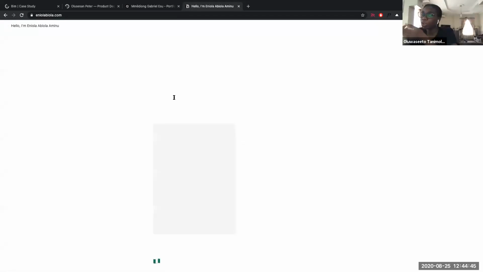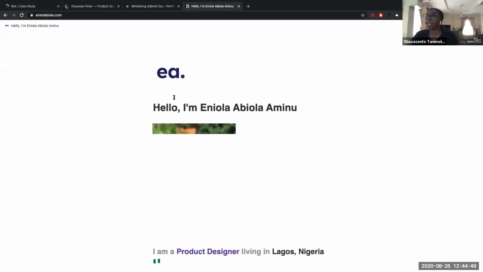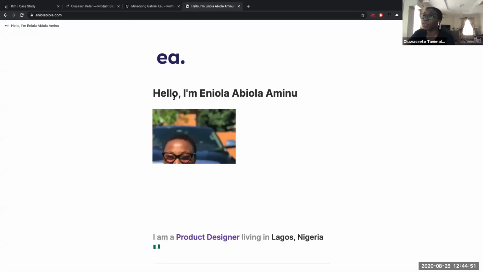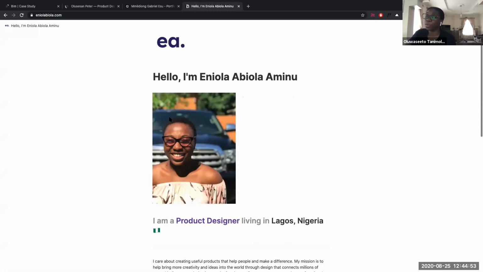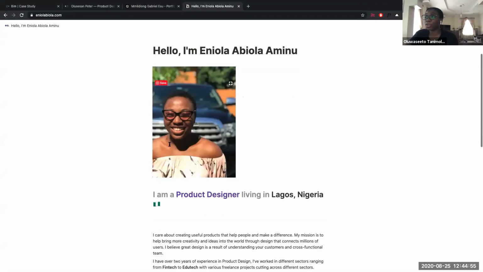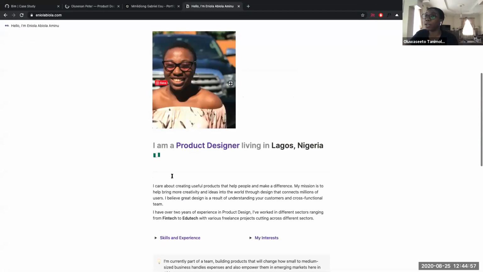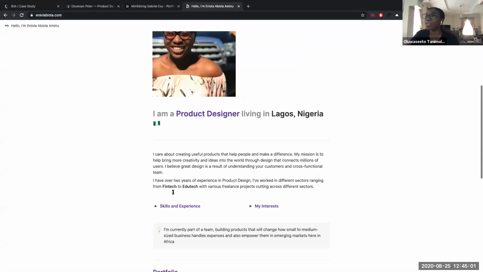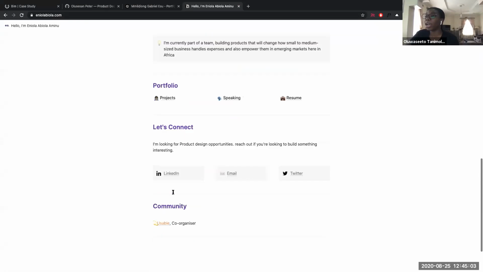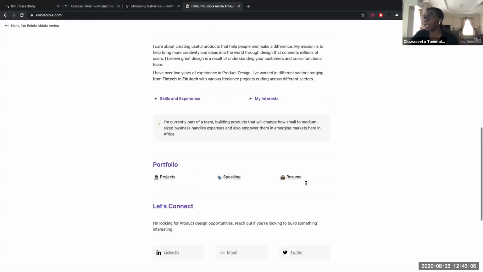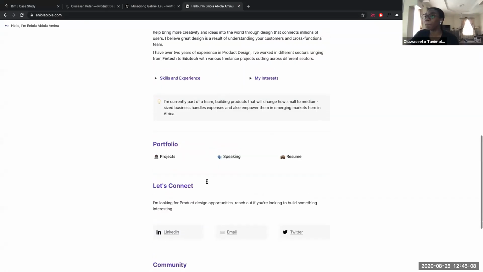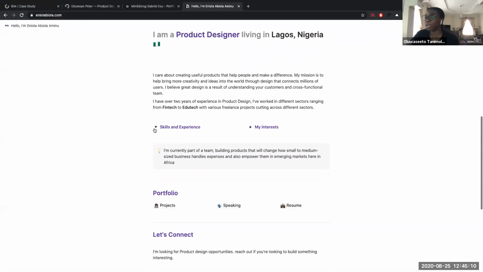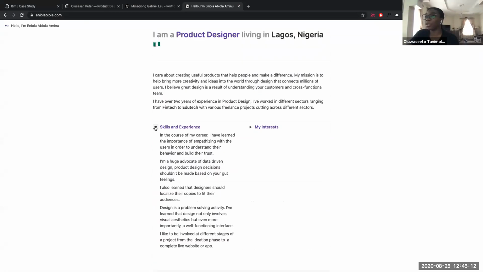It's made with Notion. And I included this one to show you how easy it can be if you don't have developer knowledge to make a portfolio. It was so straightforward. Just open the Notion account. You have your personal domain name. And then just start arranging stuff in it. Portfolio of projects, speaking, resume, and then contact her. And then skills and experience, everything is there. So this even doubles as a resume.